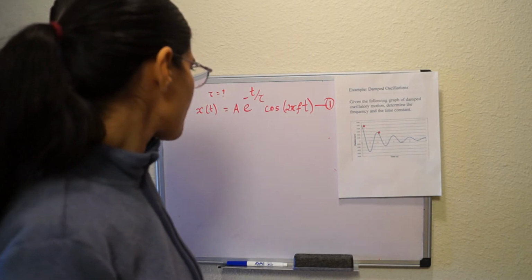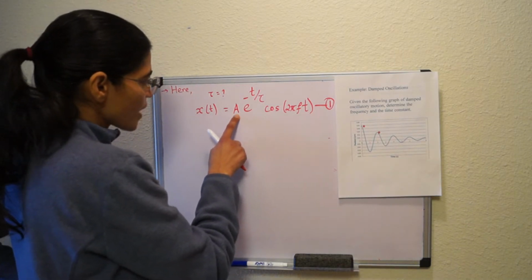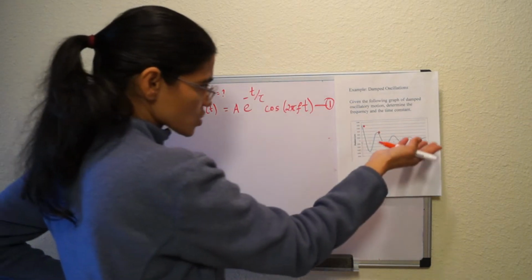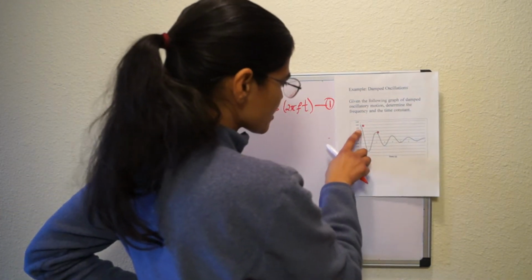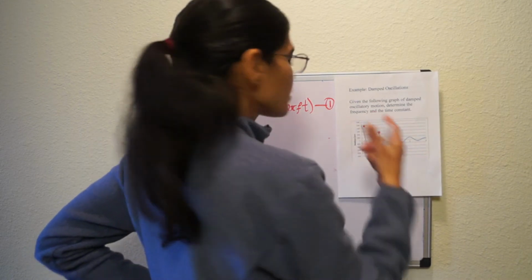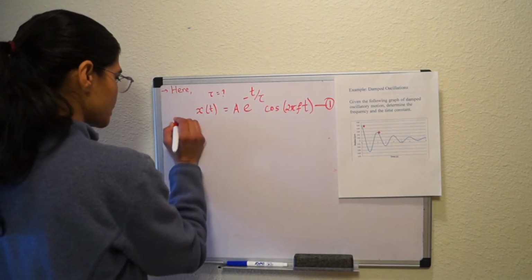So let's look at this first. We want to find what this A is, right? Amplitude, maximum amplitude. What's the maximum amplitude we have in this graph? If you just look at the graph, it's 0.05. But mathematically, how do we find that? So let's do that first.